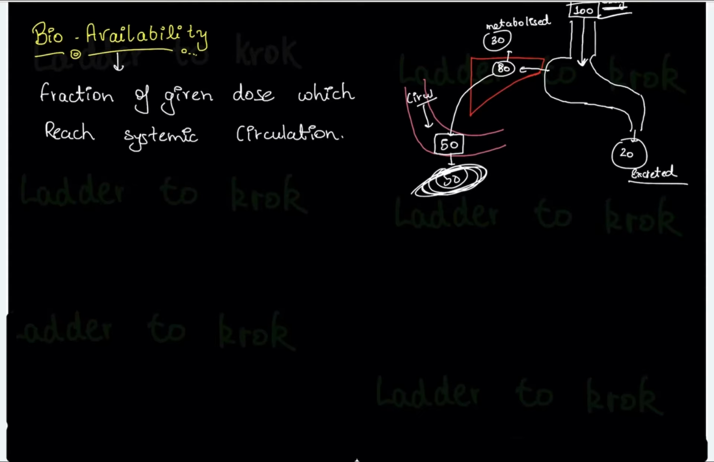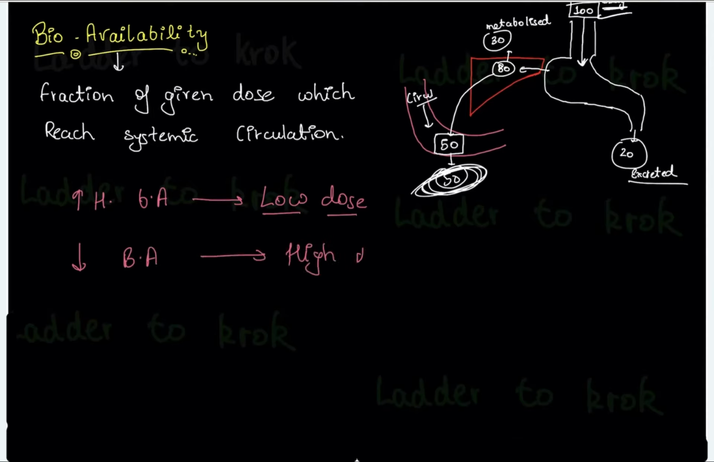Why? Because if a drug has high bioavailability, that means we need that drug in a low dose. And if a drug has low bioavailability, then we need that drug in a high dose. If you eat 100 molecules of a drug and 90 reach your blood circulation, that drug has high bioavailability, so we need it in a low dosage. But if a drug has low bioavailability, only 20 or 30 reach the systemic circulation, so we need that drug in a high dose to show its effect.